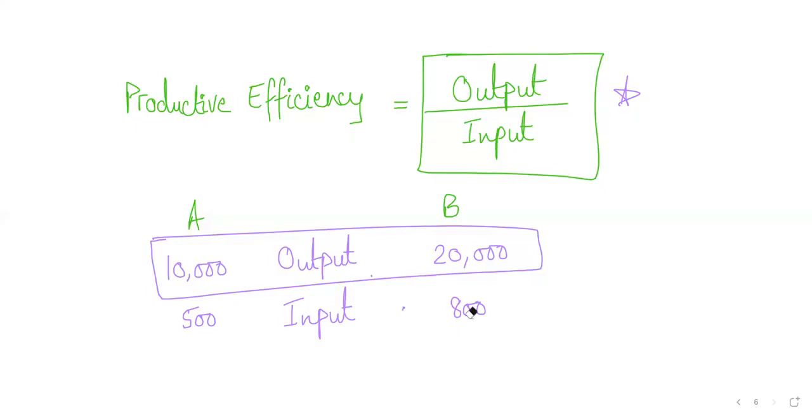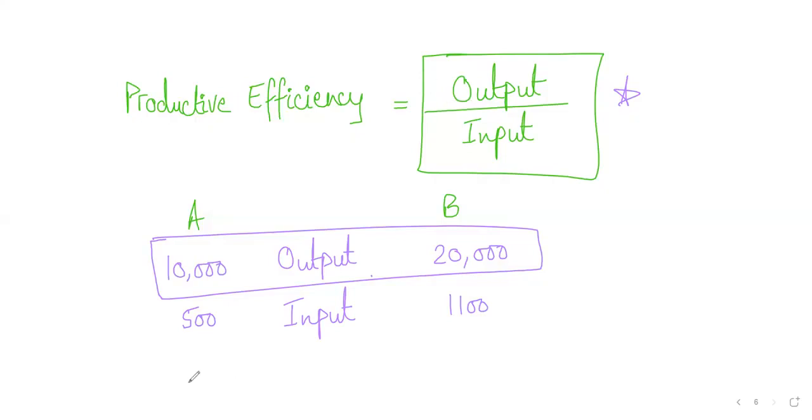Let's make these values a little more interesting. Okay, now which of the two businesses is more efficient? Is it A or is it B?